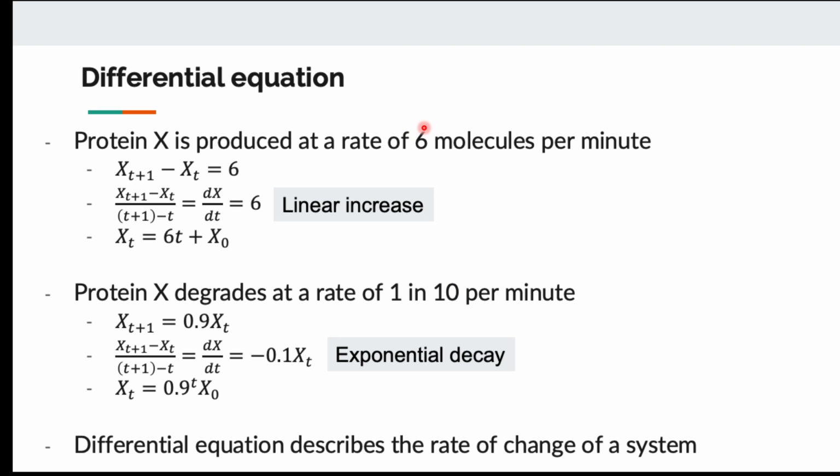One is a constant production, and it gives rise to a linear increase. The other one says about the percentage degradation, and you get an exponential decay. So in the cells, these two effects are going to work together at the same time. Some proteins are going to be produced, but some molecules of the protein that already exist will also degrade. So we'll have to combine these two effects together.